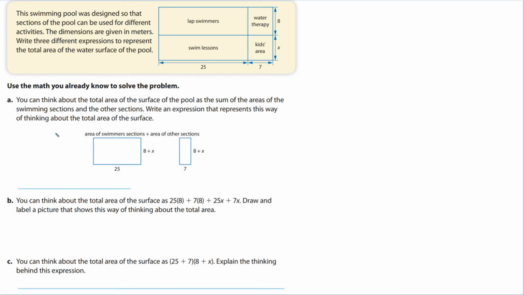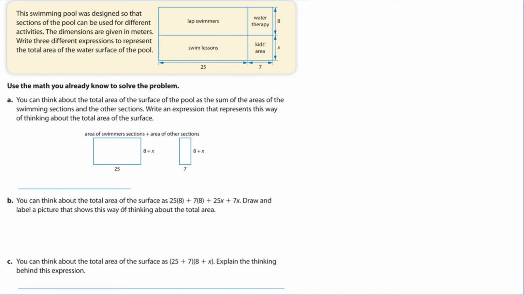I'm going to read them for you, but I will pause this video after, solve the problems, and then check your answers. A, you can think about the total area of the surface of the pool as the sum of the areas of the swimming sections and the other sections. Write an expression that represents this way of thinking about the total area of the surface. Think about that. And look how they drew it. Area of the swimming sections plus the area of the other sections.